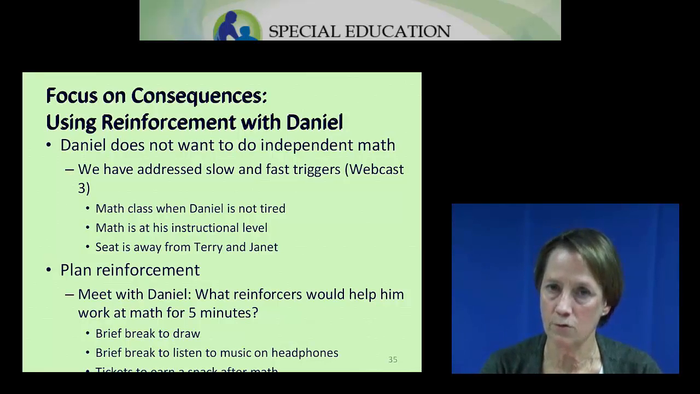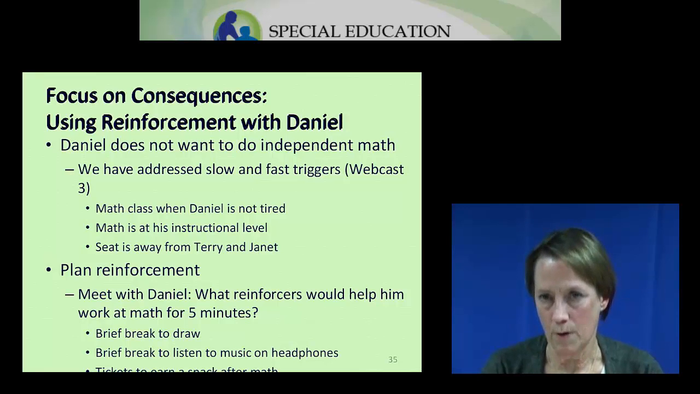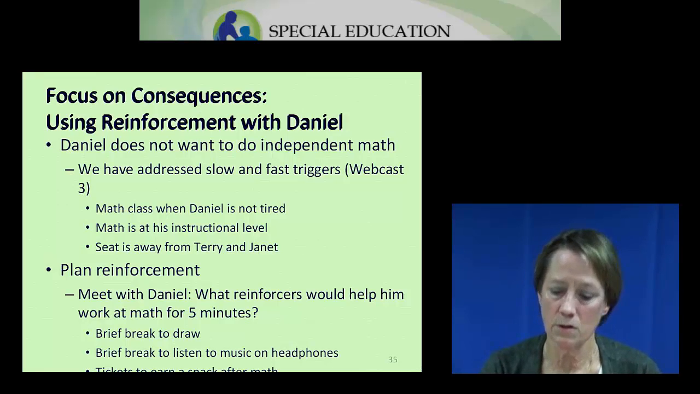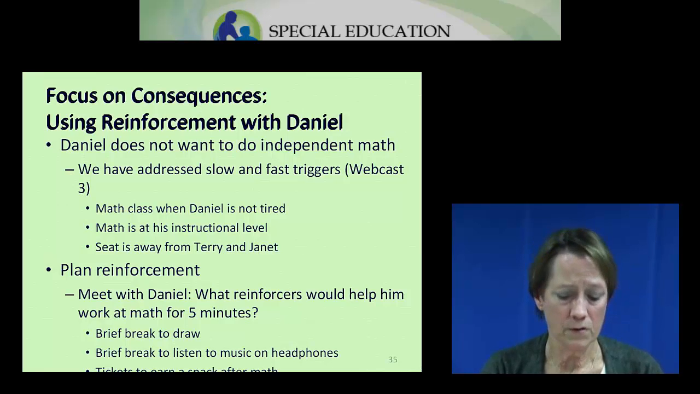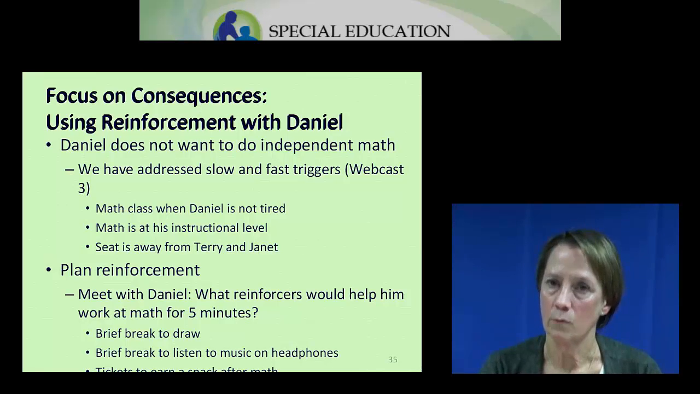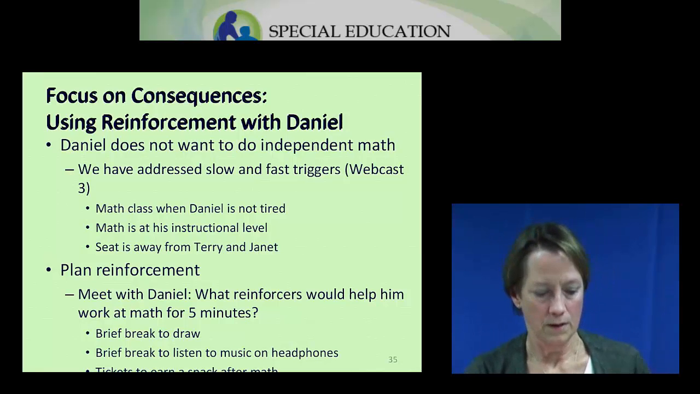And he identifies getting a brief break to draw, getting a brief break to listen to some music on headphones, and maybe tickets to earn a snack after math. So Dan decides that it's the last one he really wants to use. He wants to try to earn some tickets to get a snack after his math class, just for working for 5 minutes. Now, if we're going to increase the likelihood that this works for Dan, we're going to want to be providing him very frequent reinforcement. For example, we might sit with him as he tries to do math work for 5 minutes, and we might be giving him tickets every 30 seconds or every minute, or if he's really distractible, maybe even more frequently. And we're going to be trying to lengthen the amount of time that he can sit as we reinforce him. So we're going to teach him that he's going to get these reinforcers, and then we're going to be able to provide him with a snack.